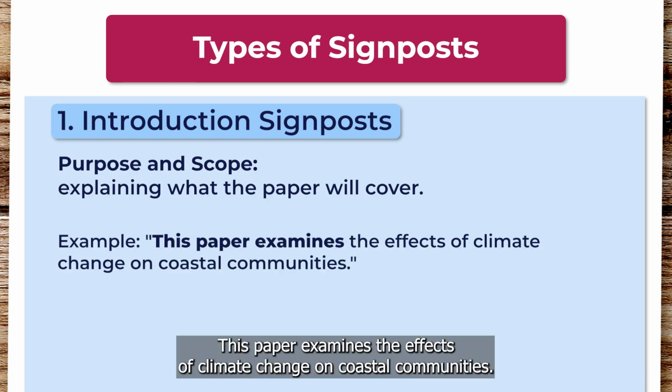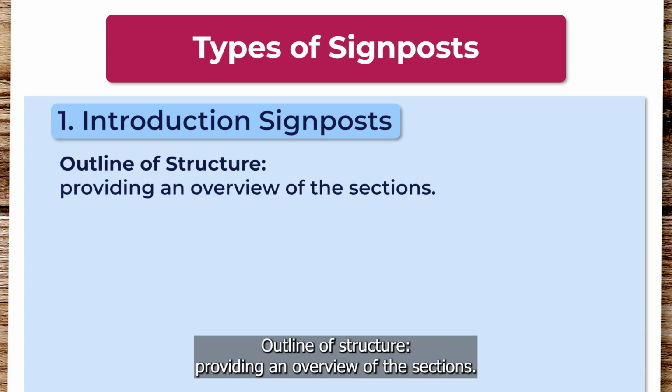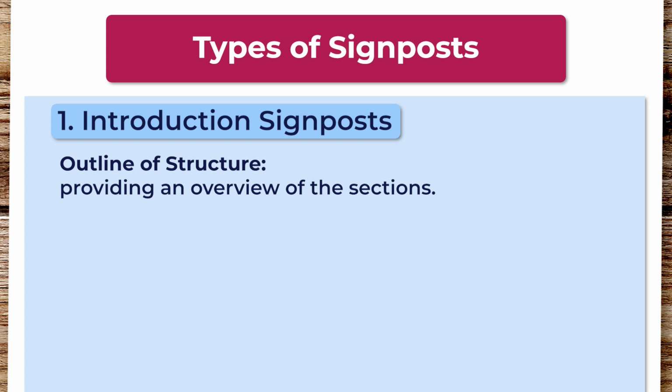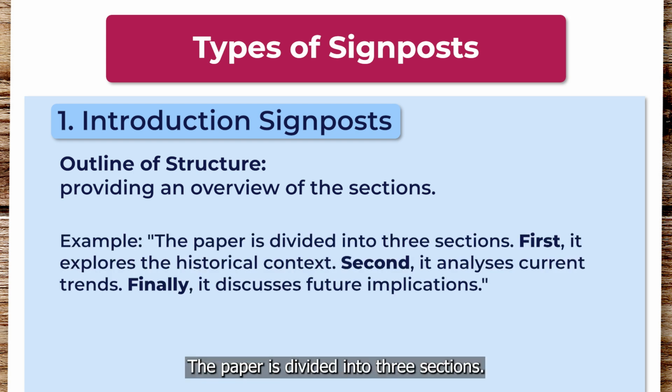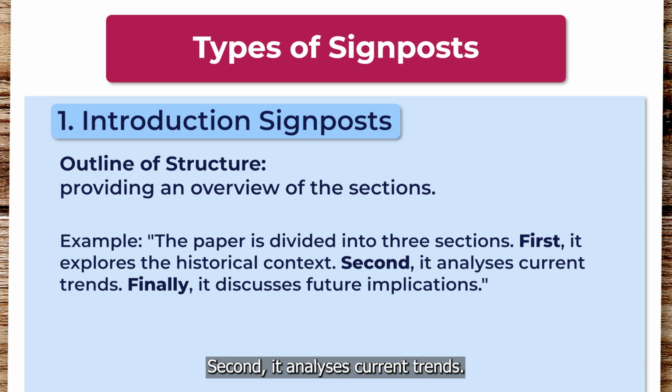Example: this paper examines the effects of climate change on coastal communities. Outline of structure, providing an overview of the sections. Example: the paper is divided into 3 sections. First, it explores the historical context. Second, it analyzes current trends. Finally, it discusses future implications.